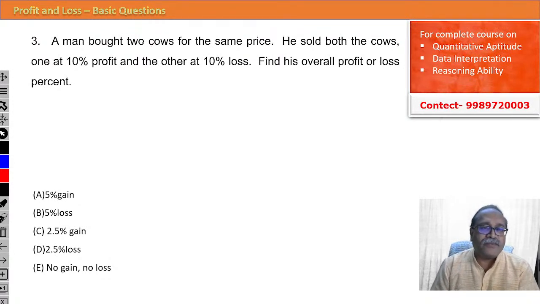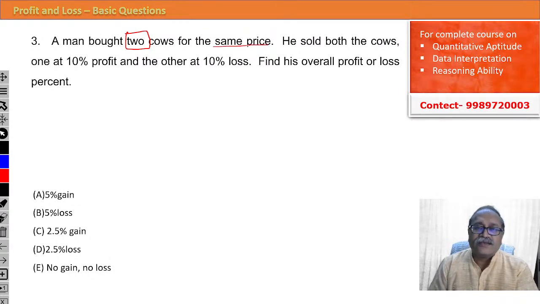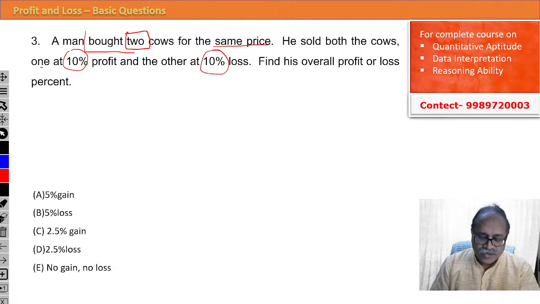A man bought two cows for the same price. So that means the cost price of the two cows is the same. He sold both the cows, one at 10% profit and the other at 10% loss. This is absolutely basic. Find the overall profit or loss percentage. You will immediately answer the question, I am sure, Madhur Reddy and Anusha.